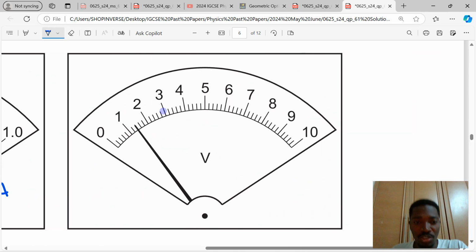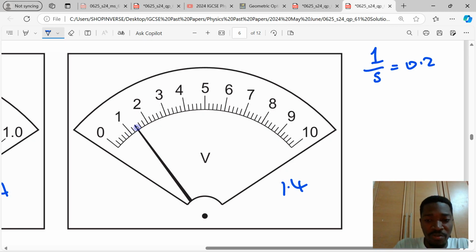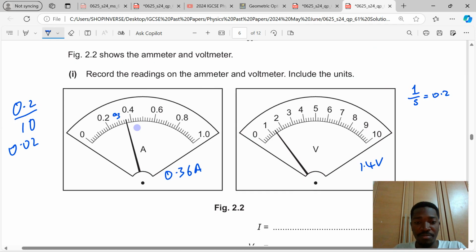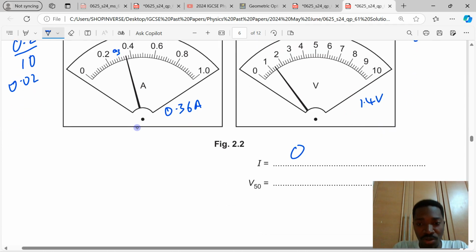And the voltmeter is showing us, if this is 1 and there are 5 divisions, then I have 1 divided by 5, which is 0.2. That simply means the smallest division here is 0.2 volts. So if this is 1, this is 1.2, then this one will be 1.4 volts. So my ammeter is showing 0.36 amperes and my voltmeter is showing 1.4 volts.